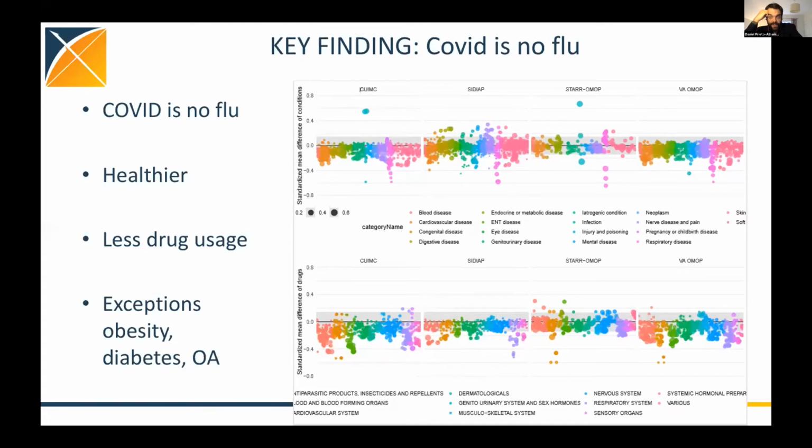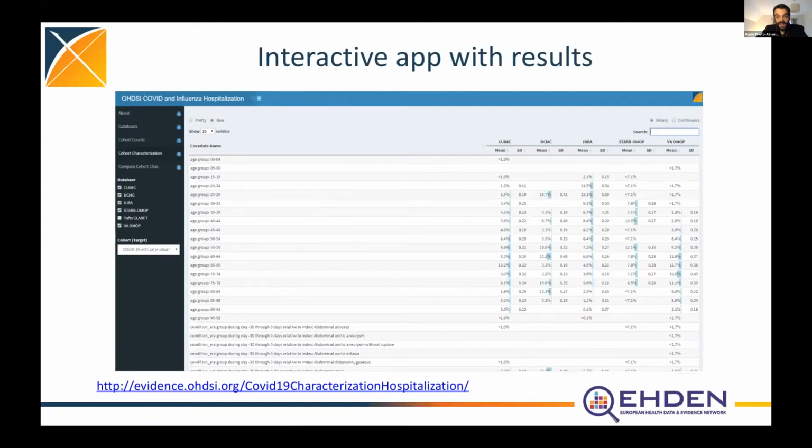different conditions, with people admitted with COVID being generally healthier, with less history of medication use, with the only exceptions being obesity, diabetes, and osteoarthritis, which were much more common in people admitted with COVID-19 than in people admitted with the flu. And this is the interactive application that I invite you to visit and to look at the results we obtained.